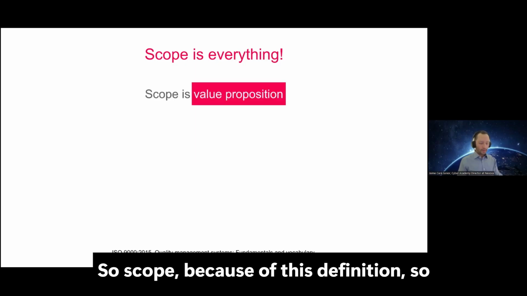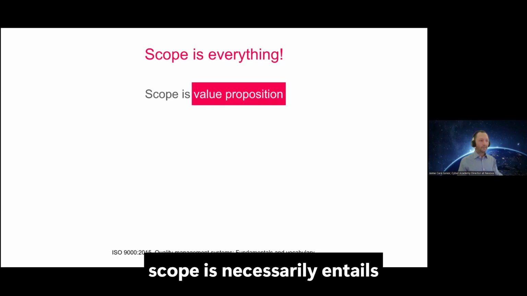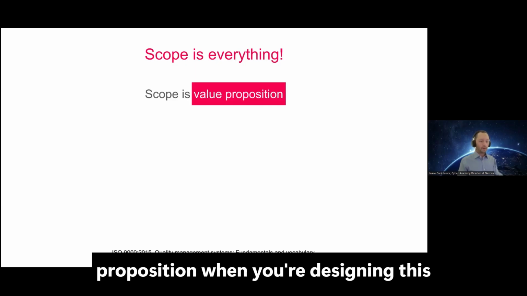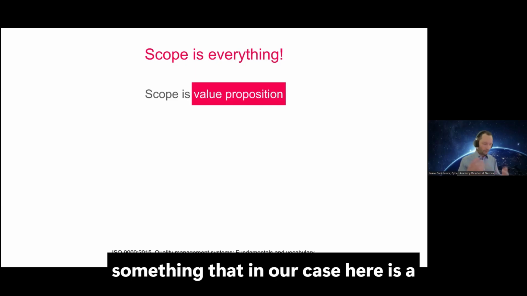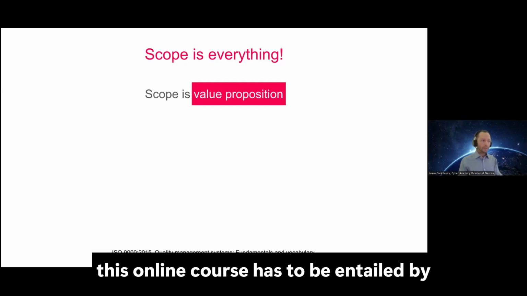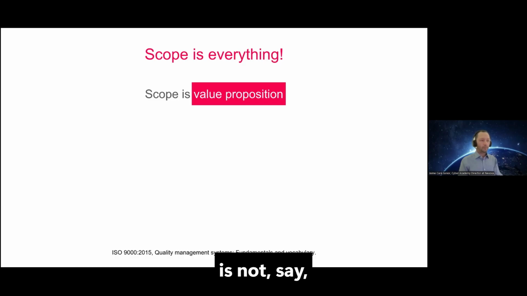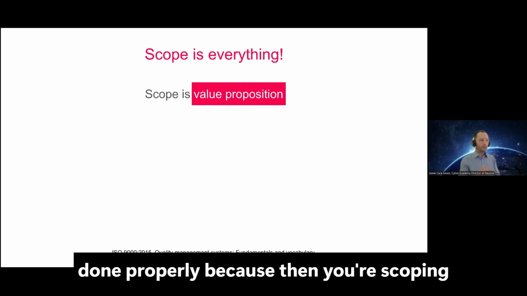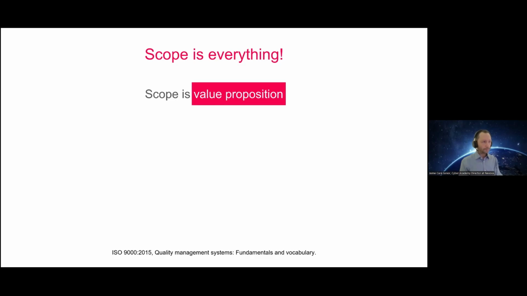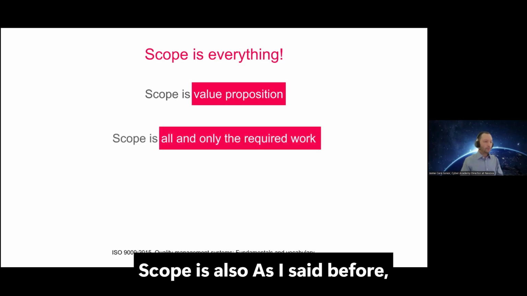So scope, because of this definition, necessarily entails value proposition, because of your value proposition when you're designing this something, which in our case here is an e-learning project. It could be an online course, for example. The value of this online course has to be entailed by the scope. Otherwise, it means your scope is not done properly, because then you're scoping something that won't deliver what you promised.